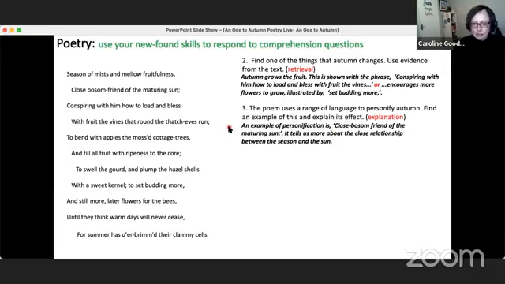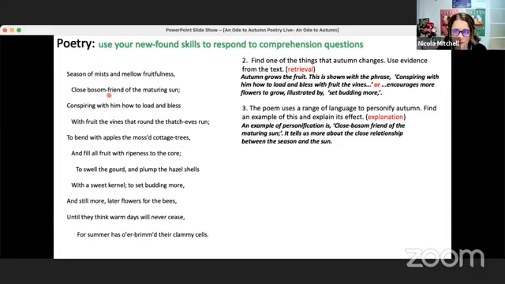And here's the answer, or a possible answer. An example of personification is "close bosom friend of the maturing sun." It tells us more about the close relationship between the season, autumn, and the sun. So this is a typical point, evidence, explain question.